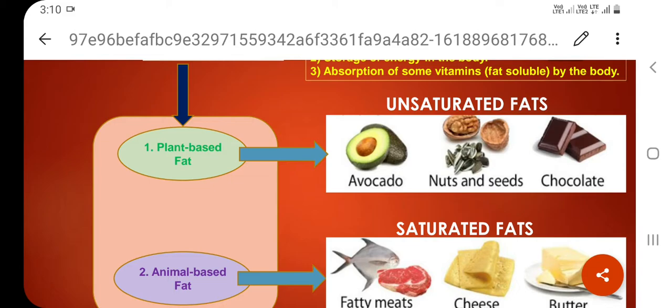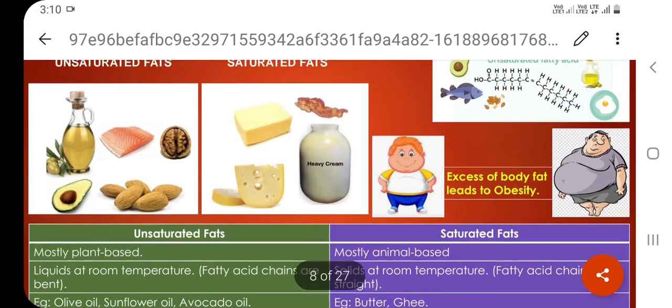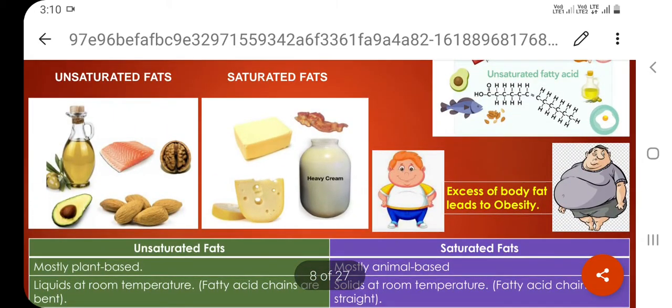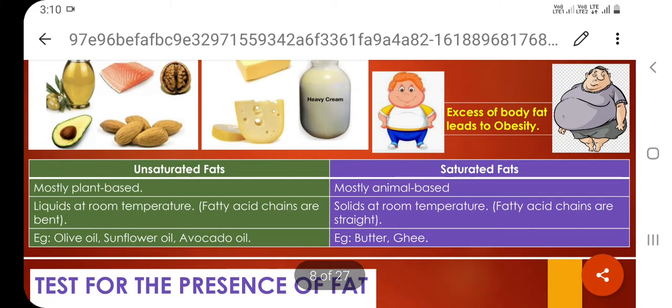Nuts and seeds, oils are made from these. Chocolate melts in room temperature, that's why. We have other examples here, more information. This is an oil, but you have almond oil. Unsaturated fats are mostly plant based.